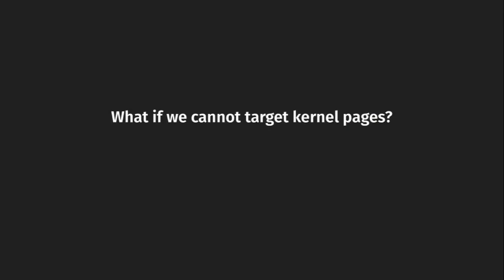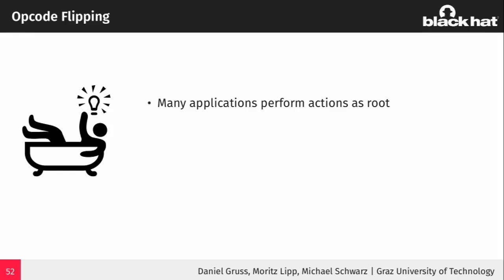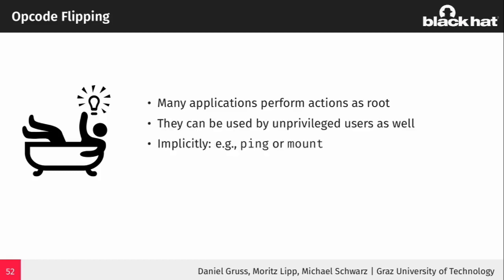Okay. But in the end, with all those countermeasures that we've seen, like PCAT and GCAT, where we separate the memory security domains, we cannot target kernel pages anymore, right? What else can we attack? We could do opcode flipping. That's a really cool thing. Many applications running on our computer perform actions as root anyway. Think, for example, of the ping command or the mount command, or explicitly the sudo command. They perform actions as root, and the sudo command asks for a password. But what if we can patch that out some way? So we target the sudo binary and try to flip something in there.